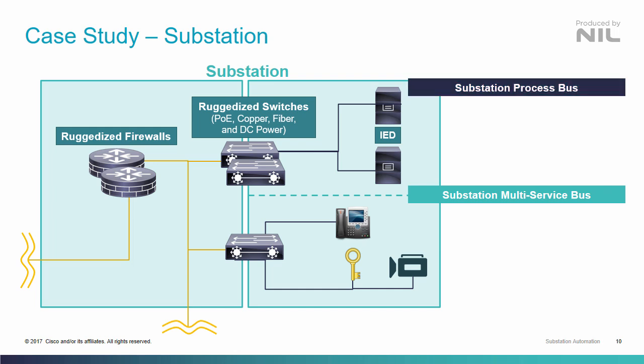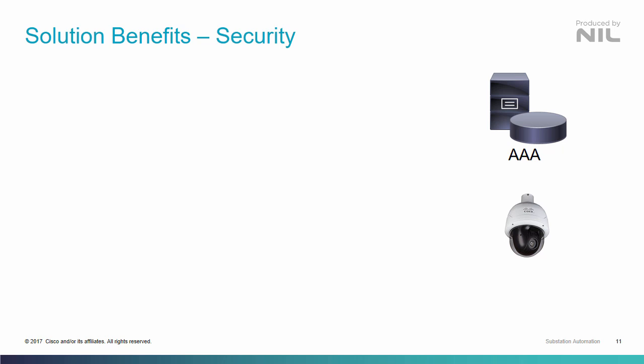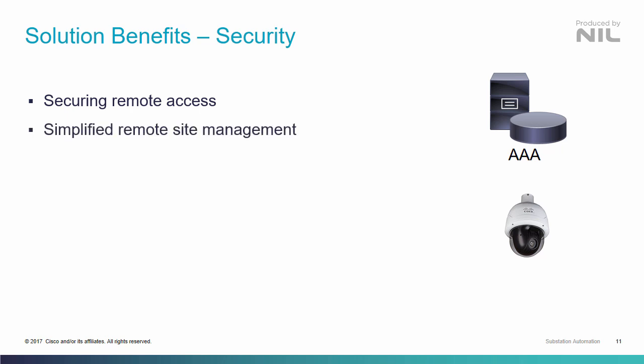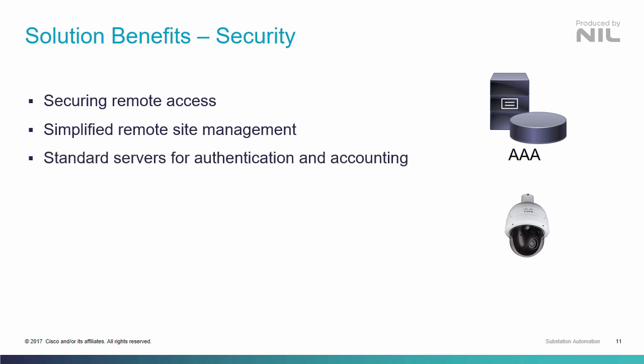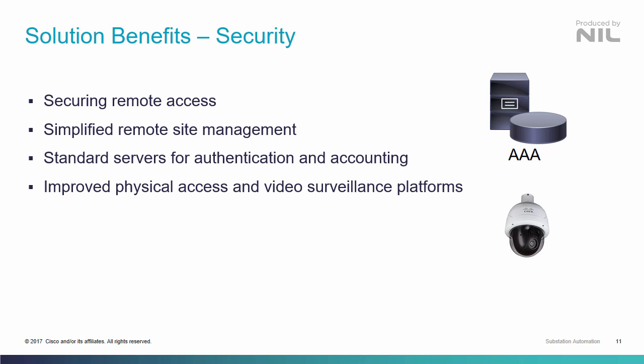There is also a so-called multi-service bus. The multi-service bus helps facilitate various traffic types, such as voice and video, with a logical segregation from the industrial equipment. From the security point of view, you are securing remote access between the site, corporate office, and customers. The solution uses dynamic multi-point VPN or DMVPN for simplified remote site management. Standard RADIUS and TACACS Plus servers are used for authentication and accounting. The network supports the IP base for the physical access and video surveillance platforms to improve physical security as well as employee safety.